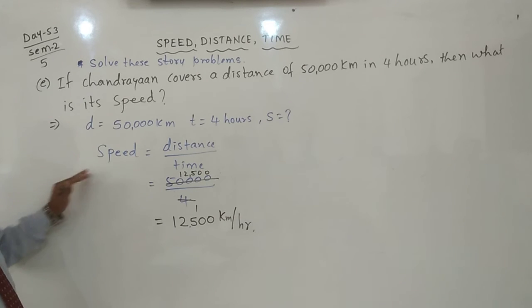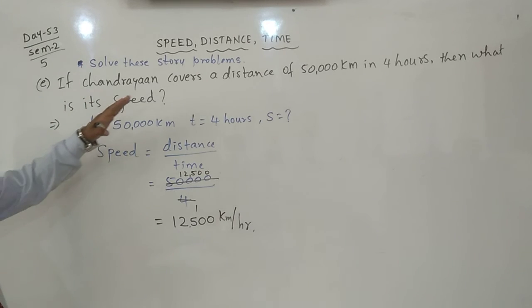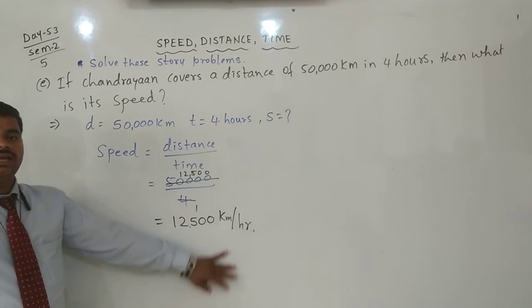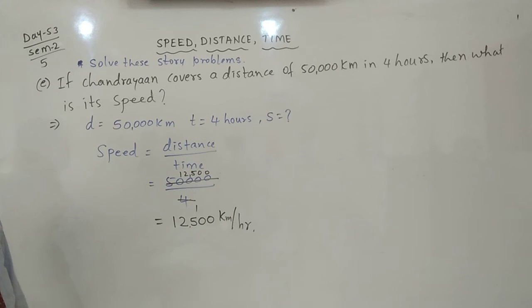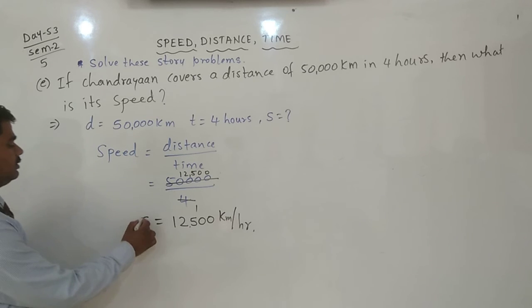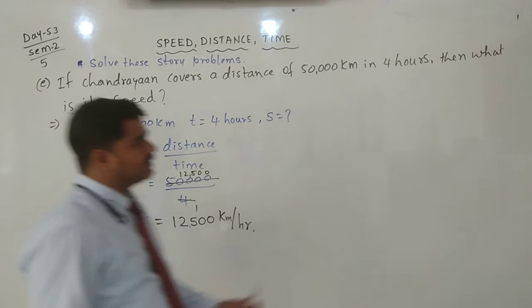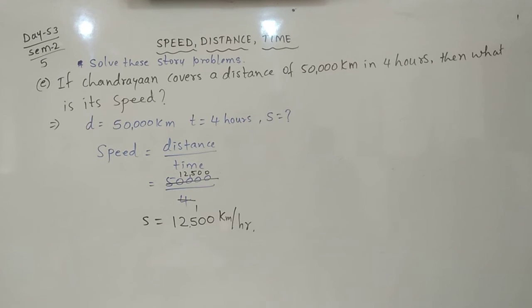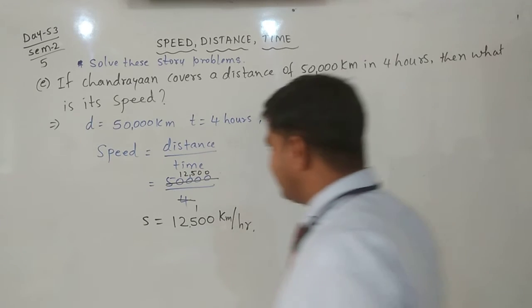12,500 kilometer per hour. Very high speed. Yes, that's the rocket Chandrayaan that moves 50,000 kilometer in only 4 hours. Then in 1 hour it moves 12,500 kilometers. Write down: the speed of Chandrayaan is 12,500 kilometers per hour. Yes, can you see this clearly? Yes, it is very clear. Next question.